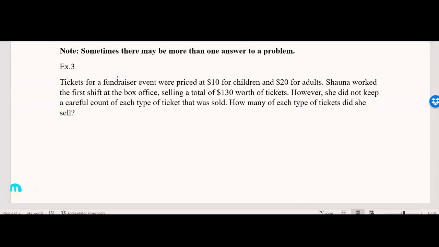Now, with some problems, there might be more than one answer. And sometimes it's just trial and error, figuring things out. Let's look at this one.